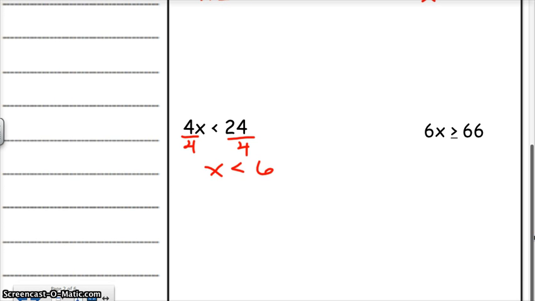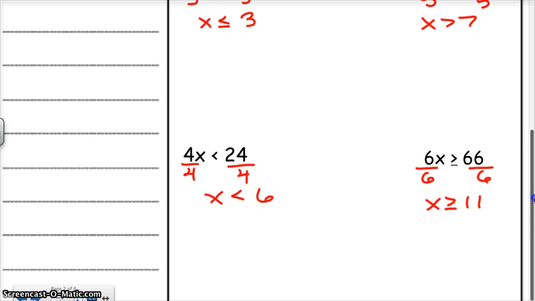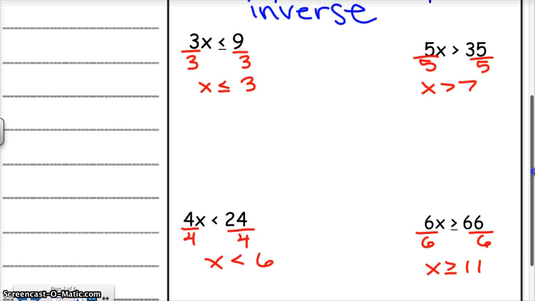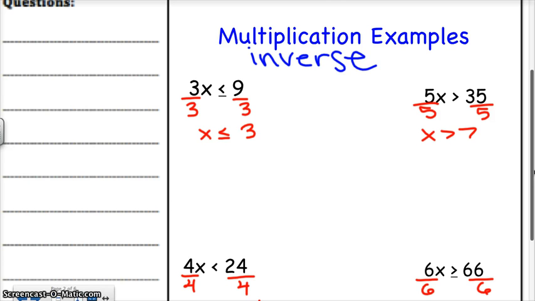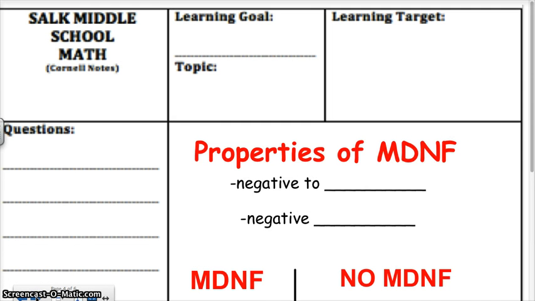6x is greater than or equal to 66. How do I move the 6? Divide by 6. X is greater than or equal to 11. Now I need you to take notice. Do you see any negative numbers involved? No. There's a reason. I'm not going to tell you yet, but there's a reason. Division examples.